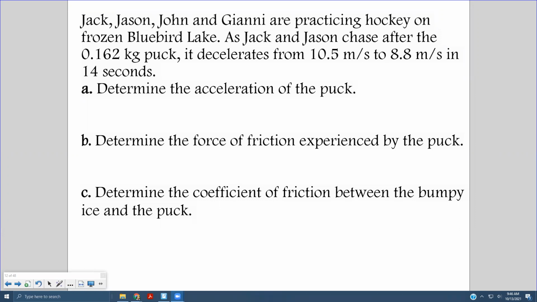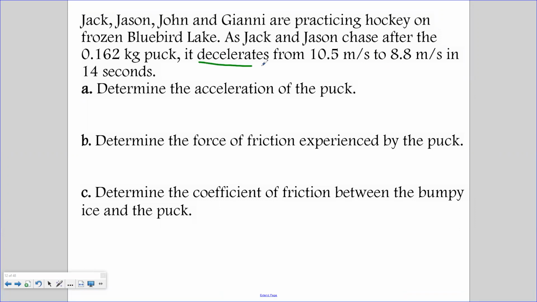In this case, we've got Jack, Jason, John, and Johnny practicing hockey on a frozen Bluebird Lake. Not sure where Bluebird Lake is. Maybe it's not even in Georgia if it's frozen this time of year. But Jack and Jason chase after the 0.162 kilogram, aka 162 gram puck. It decelerates, so we're slowing down, from 10.5 meters per second to 8.8 meters per second in 14 seconds, right?